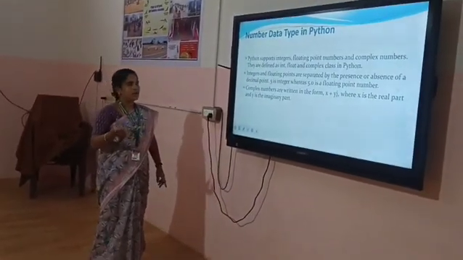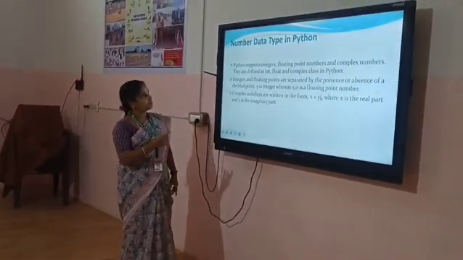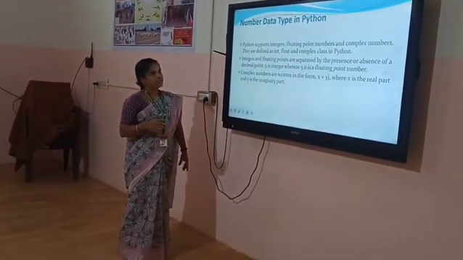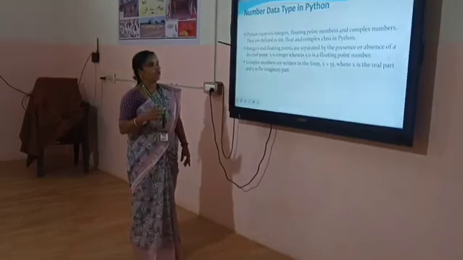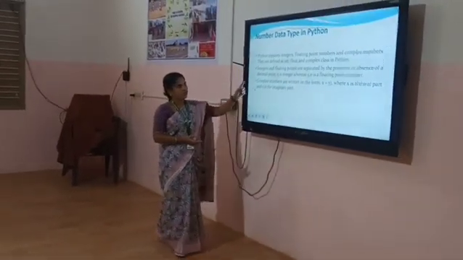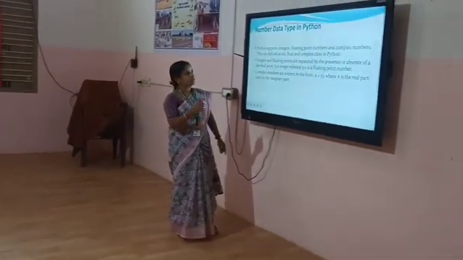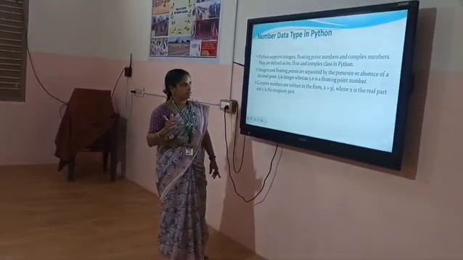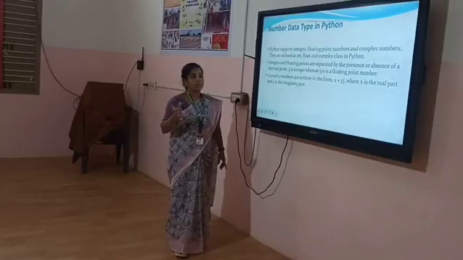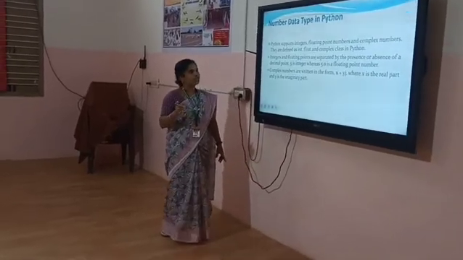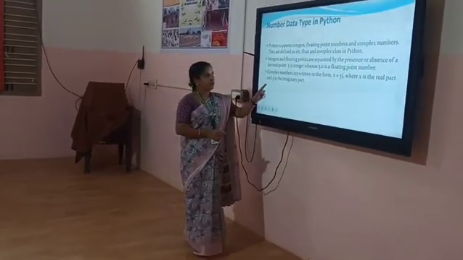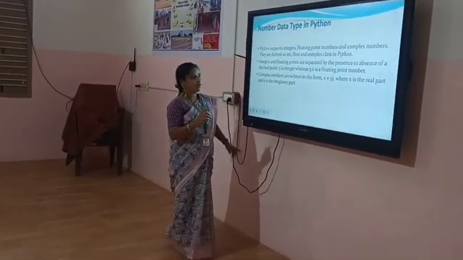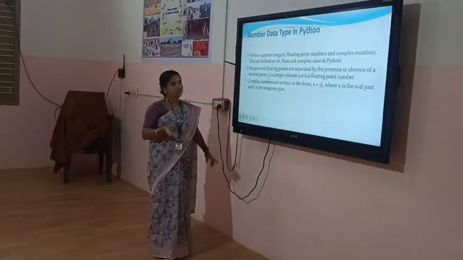So, number data types in Python. Python supports integer, floating point numbers and complex numbers. They are defined as int, float and complex classes in Python. Integer and floating point are separated by the presence or absence of a decimal point. 5 is an integer, whereas 5.0 is a floating point number.